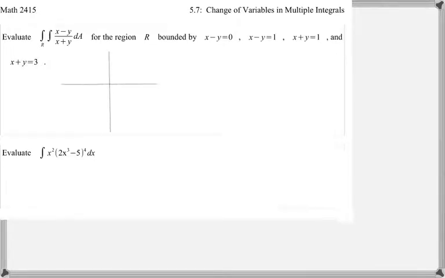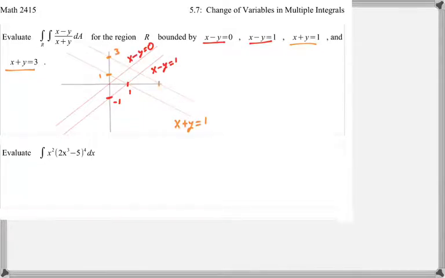So let's go ahead and sketch this. So y is equal to x, and that would be y is equal to x minus 1 if we were to solve for y in each one of those. So we have two parallel lines there. All right. And then x plus y is equal to 1. That'd be y equals 1 minus x. And then the other one would be y is equal to 3 minus x. So again, another set of parallel lines. Okay, and so the region that we're looking at is this region right here.